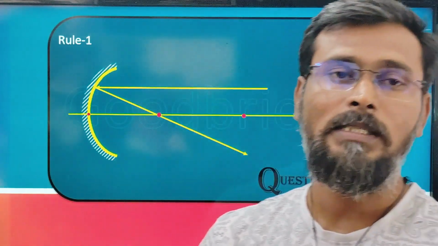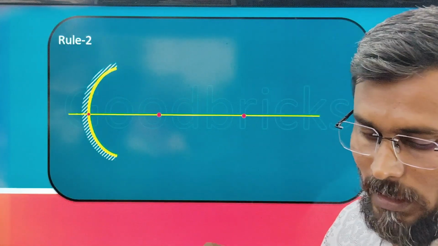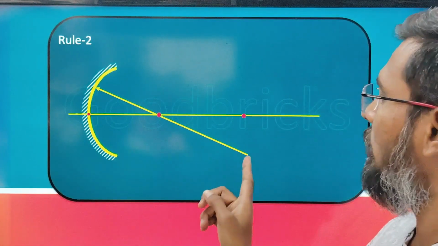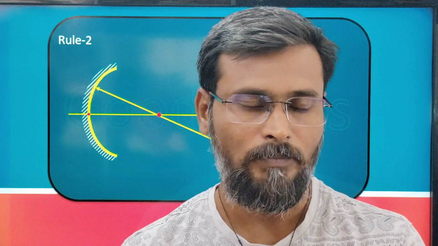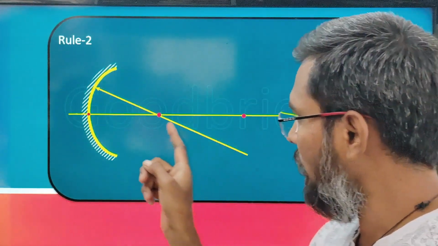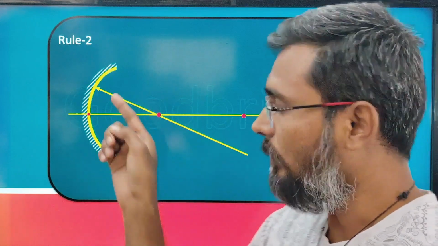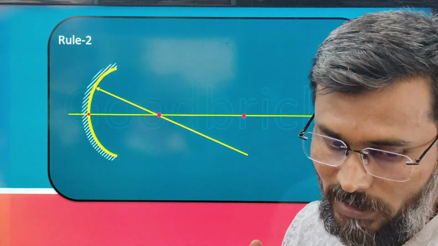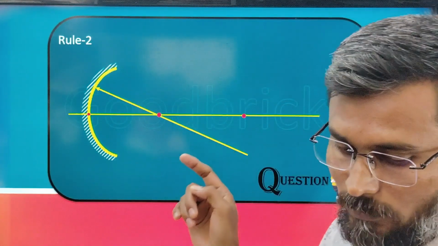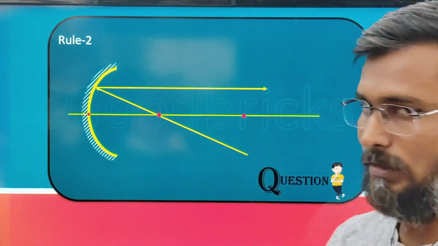Let us now look at the second rule. See here on the screen, rule 2, and in this rule you can see the incident ray itself is passing through the focal point. If the incident ray is passing through the focal point, then what happens? Does it go and sleep? No, it also bounces back. See here on the screen, the reflected ray is parallel to the principal axis.